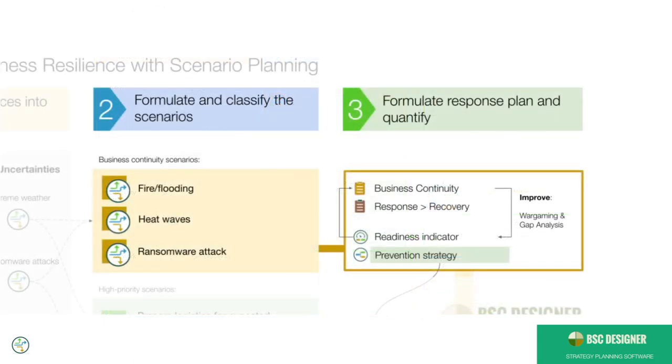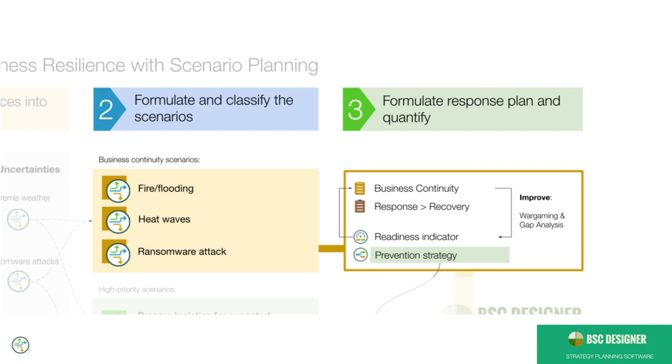Business continuity scenarios form a part of disaster recovery or business continuity planning. In our example, business continuity scenarios are heat waves derived from extreme weather uncertainty and ransomware attack that corresponds to cybersecurity threats. Traditionally, these scenarios are covered by disaster recovery planning. Let's look at business continuity scenarios from the viewpoint of strategic planning.